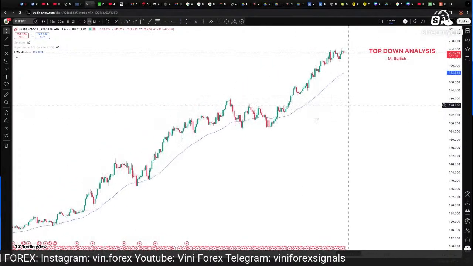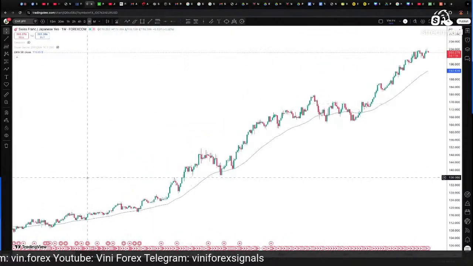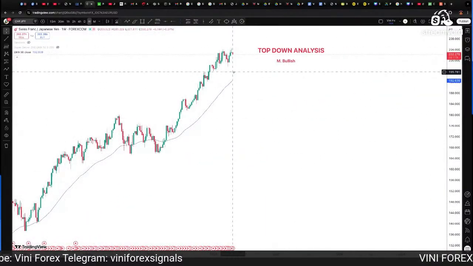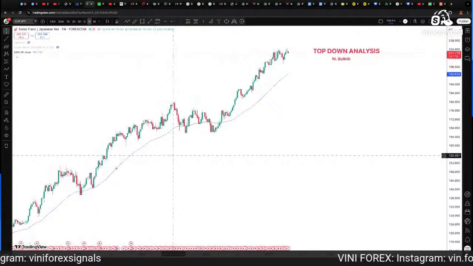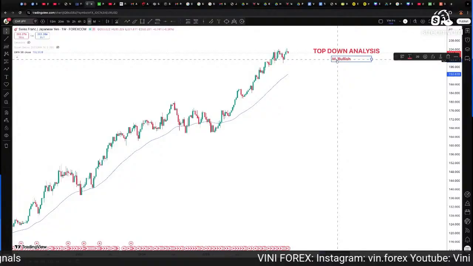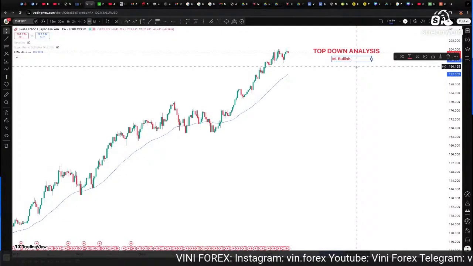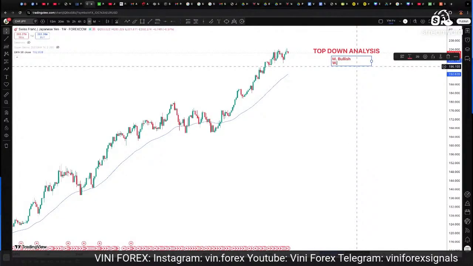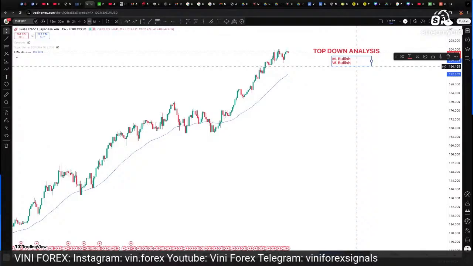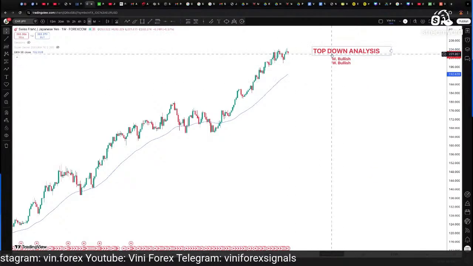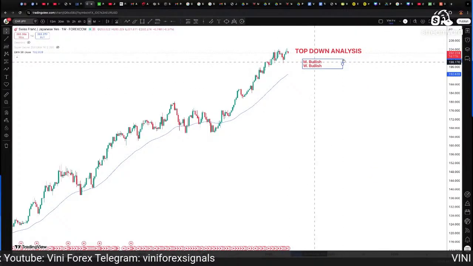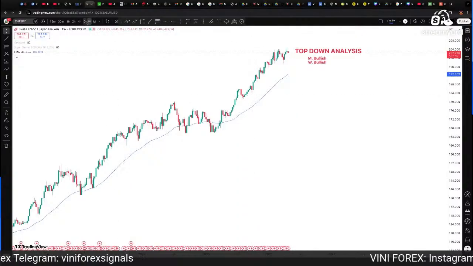But please bear in mind, we are on the weekly time frame, and the major trend right now is an uptrend, also known as a bullish market. So the weekly is also bullish. Very good. So let's go down to the daily time frame.